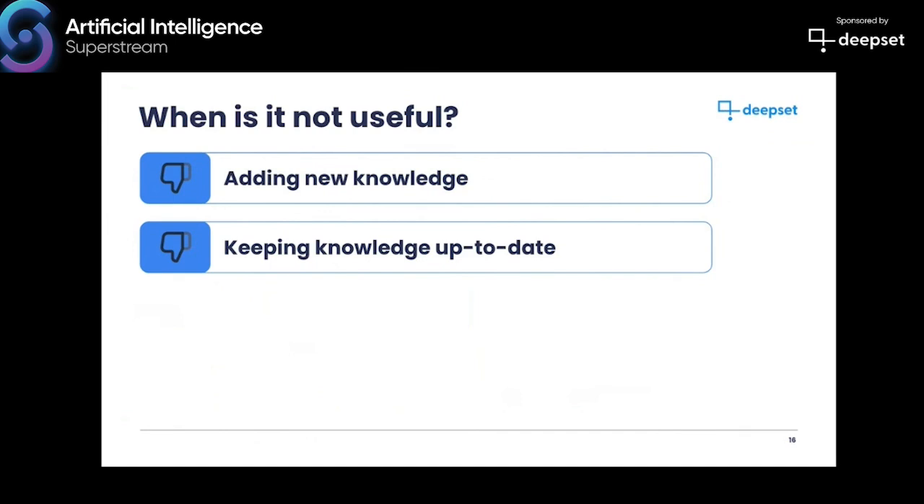Fine-tuning is also a bad choice for keeping knowledge up to date. So if you have, for example, an internal wiki that changes every hour, it's really impractical to trigger a fine-tuning job every hour.